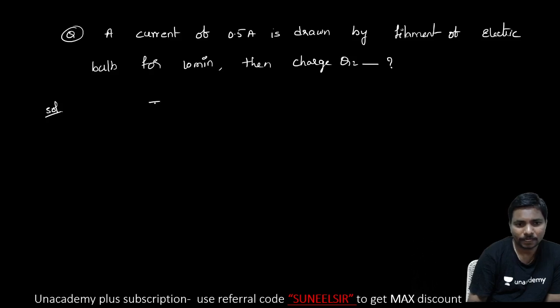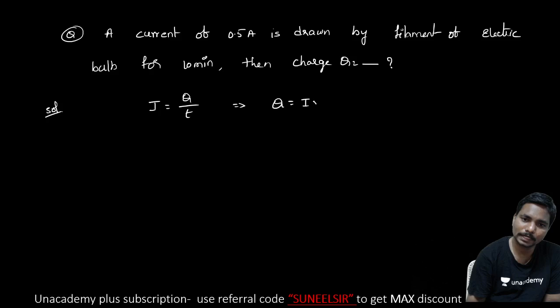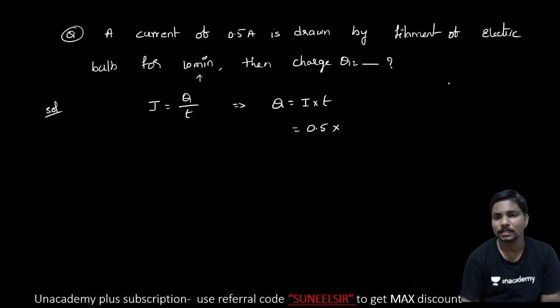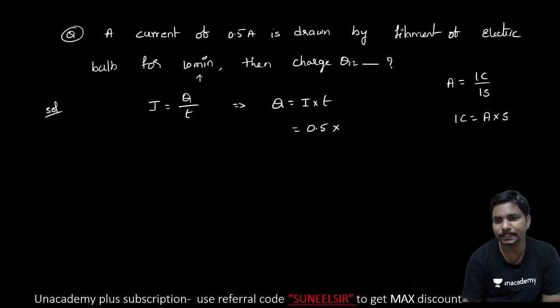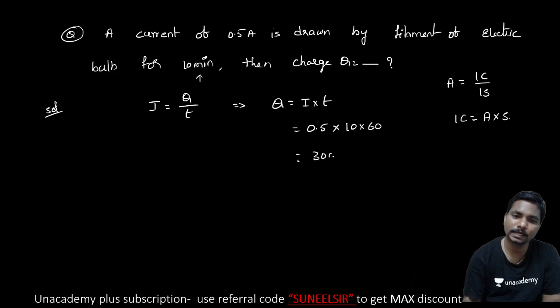So we know very well current is nothing but rate of flow of charge. Here they are asking for charge, so charge is equal to I into T. So what is the current? They have given 0.5 amps, and what is the time? Time they have given in minutes, but in the previous slide I have given that 1 ampere is equal to 1 coulomb per 1 second. So if you want it in coulomb, we have to substitute in ampere second. So here also we have to substitute in seconds. So 10 minutes into 60 seconds, so that you are getting 300 coulombs.